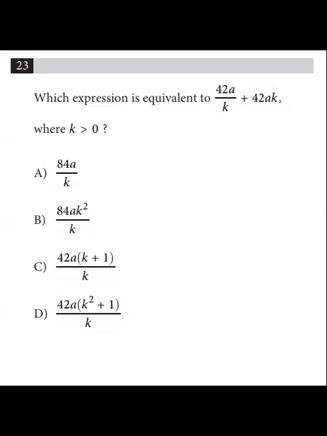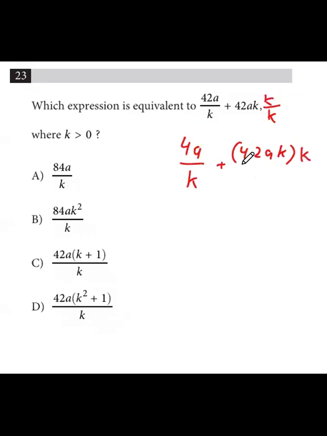Okay, so question 23, which expression is equivalent to 42a over k plus 42ak? In this case, first we just have to get the common denominator because all of these are just one expression, so that would just be 42a over k plus, and then we multiply this right side by k over k, which is the same thing as 1. So that would be 42ak times k over k.